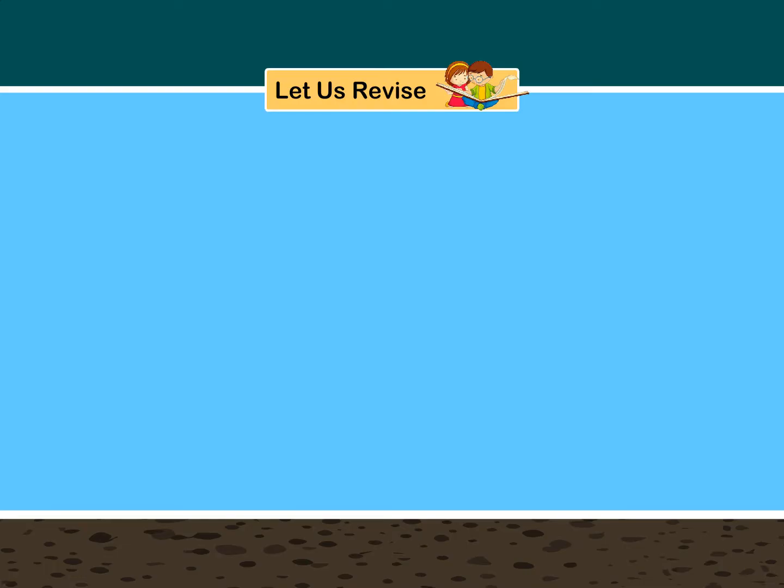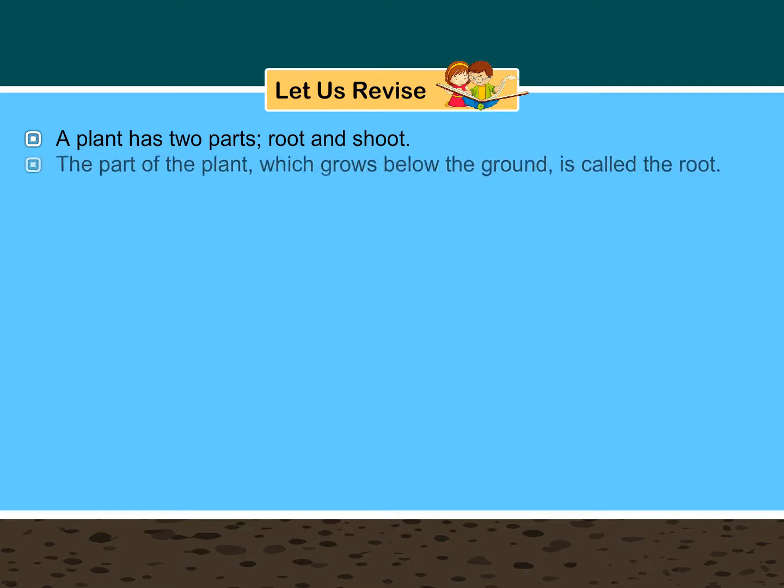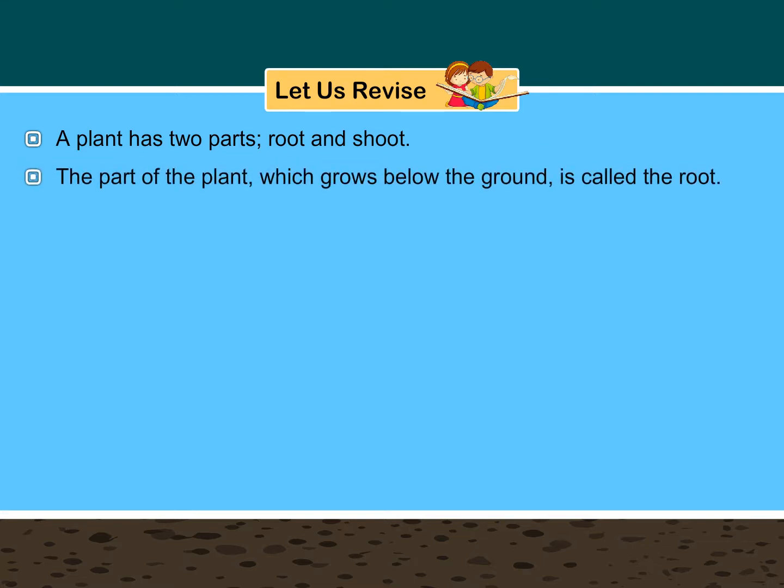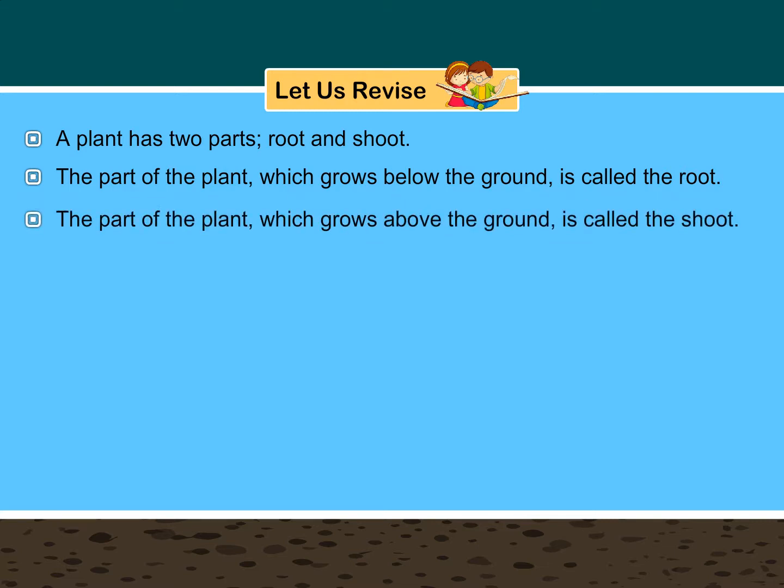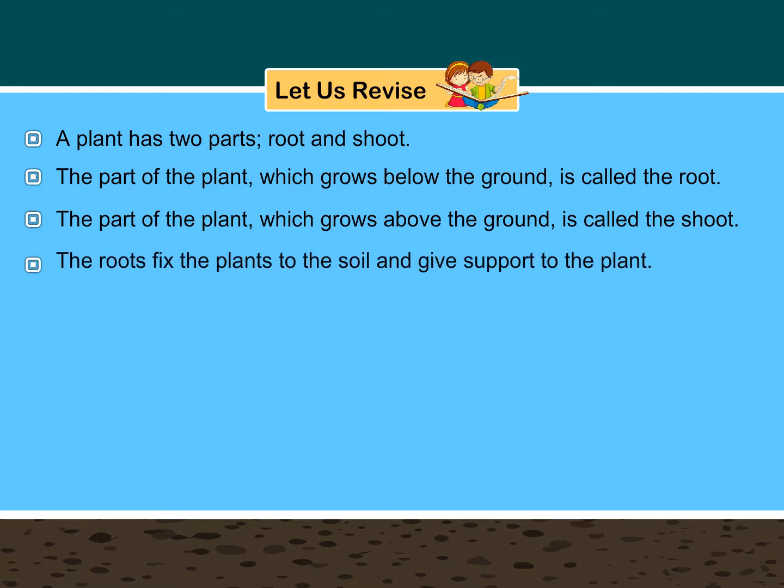Let us revise. A plant has two parts, root and shoot. The part of the plant which grows below the ground is called the root. The part of the plant which grows above the ground is called the shoot. The roots fix the plants to the soil and give support to the plant. The stem keeps the plant upright and supports it.